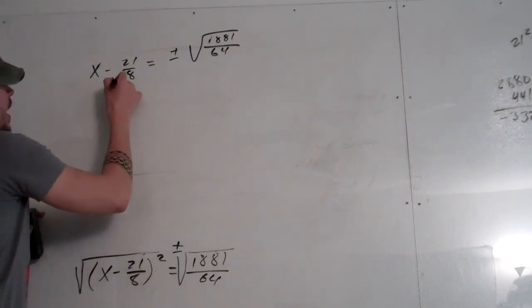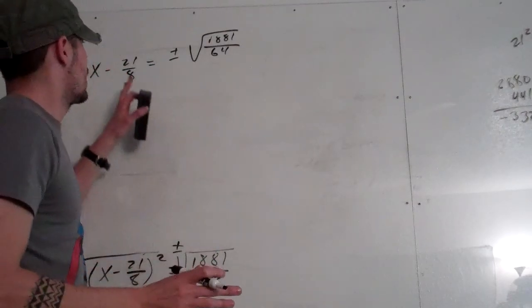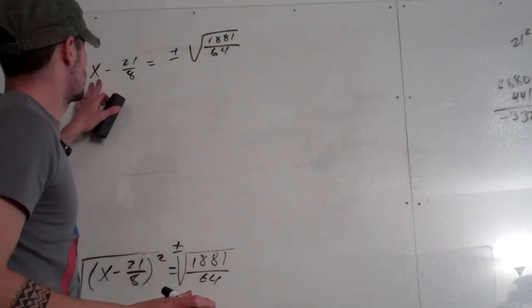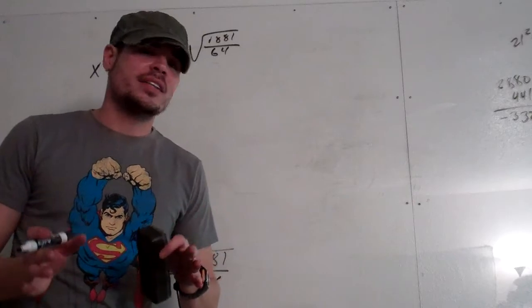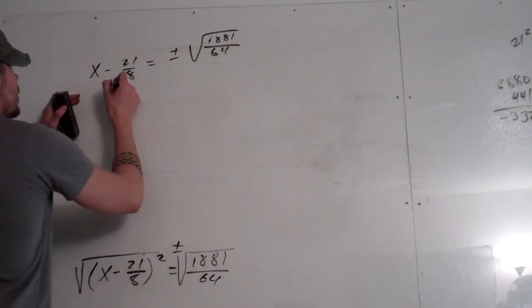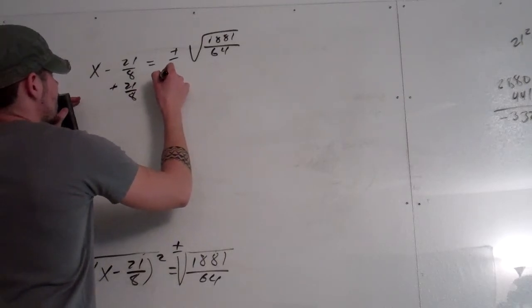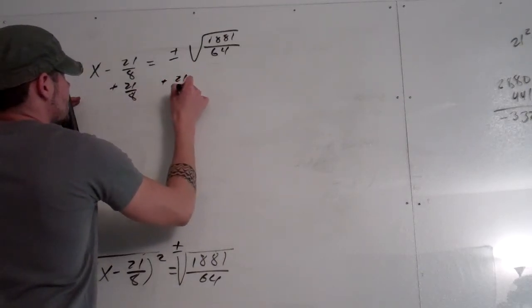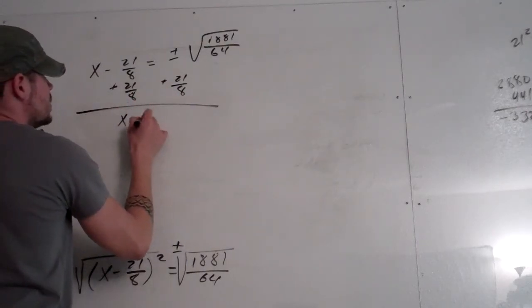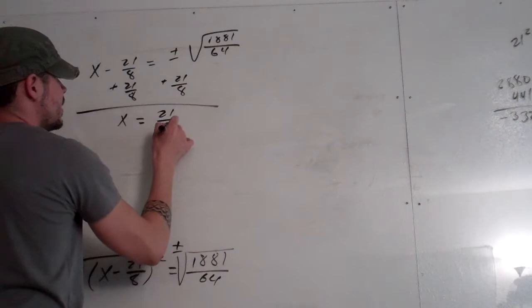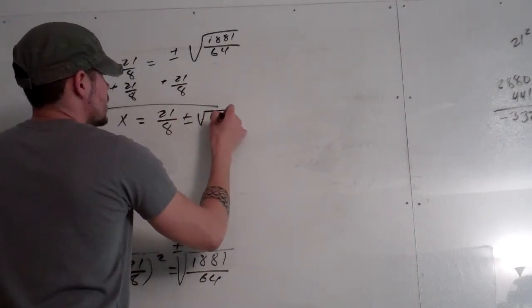Now what I want to do is add 21 over 8 because I want to get x on one side by itself. So I'm going to keep the x right here and I'm going to add 21 over 8 here and add it on this side as well, plus 21 over 8. And so what do we get? We have x is equal to 21 over 8 plus or minus the square root of 1881.